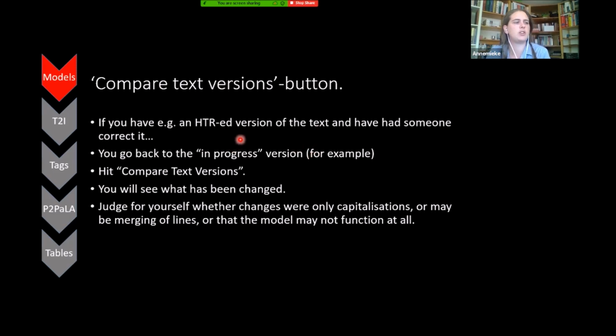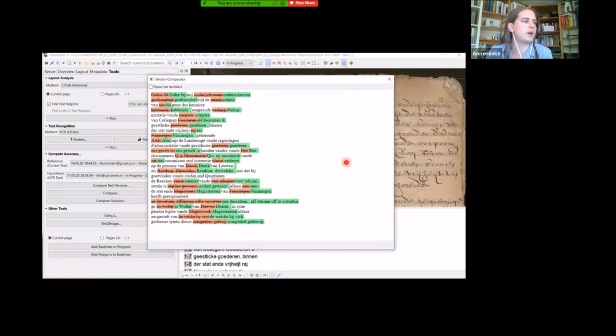So first you have an HTR version of the text and you have someone correct it. You go back to the in progress version, for example, and then you hit the compare text versions. You will be able to see what has changed, and you can judge for yourself whether you find these changes problematic or not. Or maybe you discover that the model doesn't function at all. So I'm going to show you. Here you see a comparison from the text. What is green has been corrected in the latest version, and what is red was the original version that I have decided to compare with.